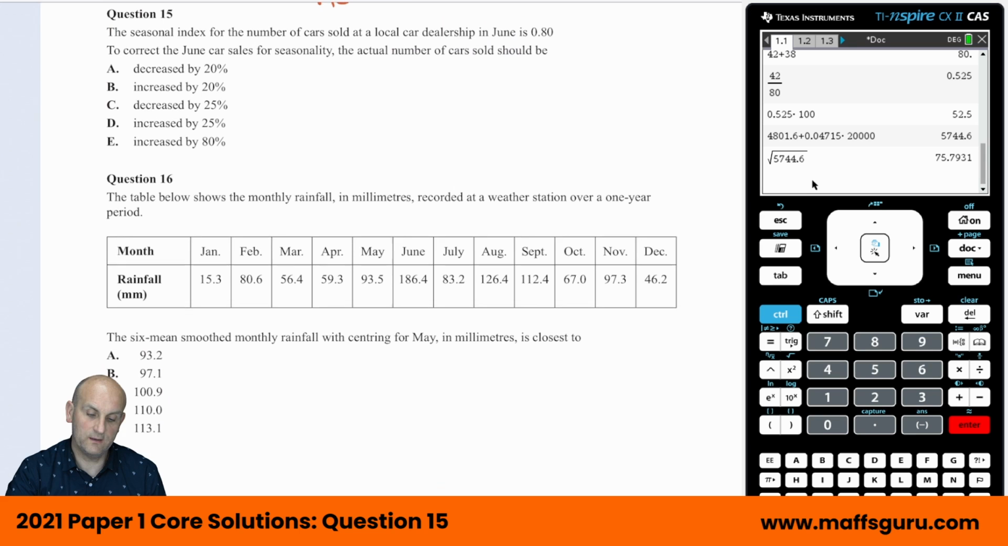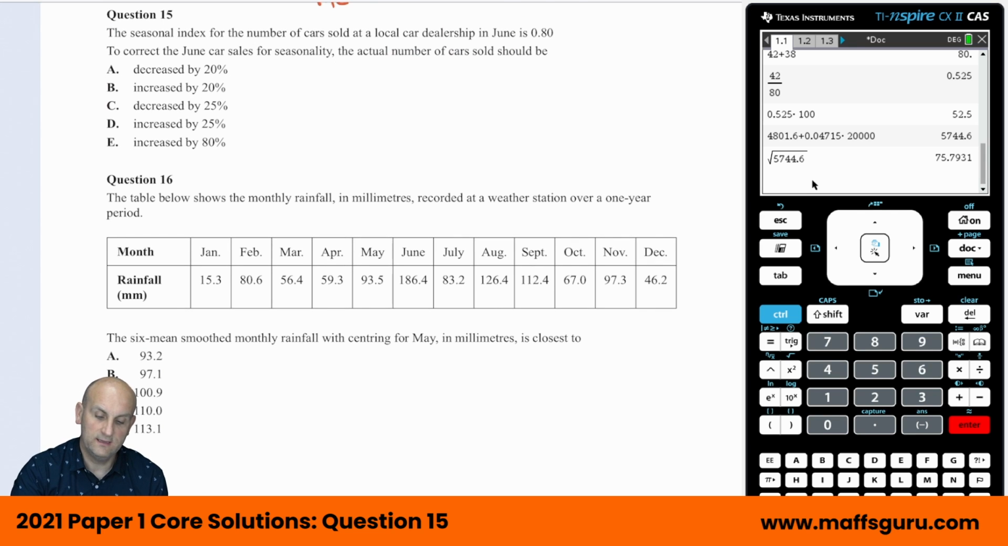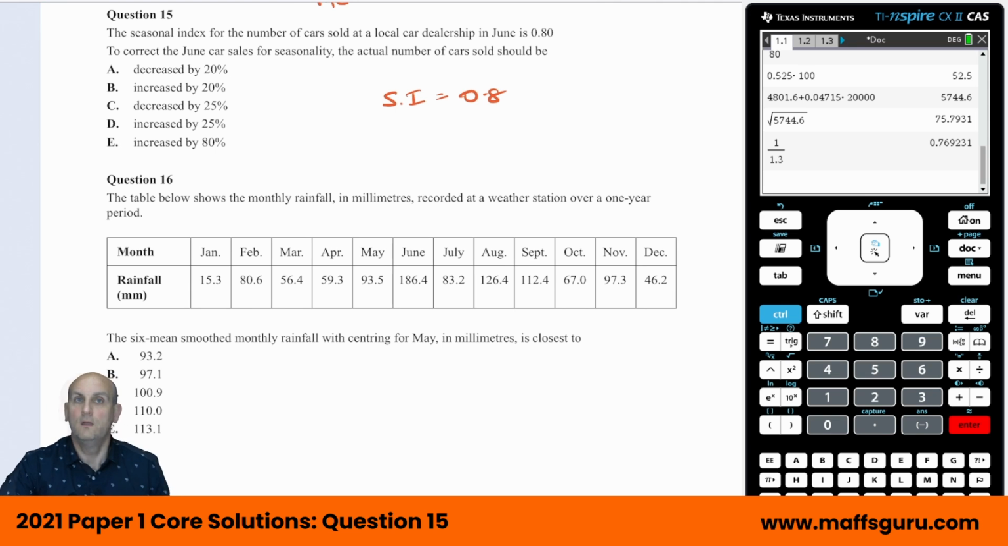The seasonal index for the number of cars sold at a car dealership is equal to 0.8. To correct for the June car sales for seasonality, the actual number of cars sold should be. All right, I teach this stuff all the time, and if you've got the Cambridge textbook, it's right there at the very, very end. To work out whether we need to increase or decrease, we actually do 1 over the seasonal index, which is 1 over 0.8.